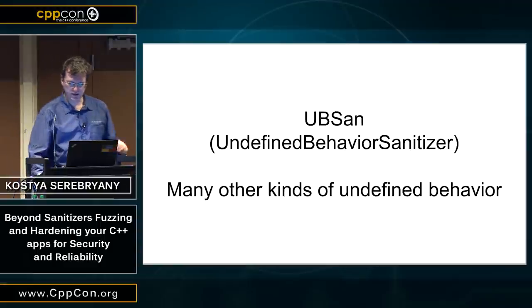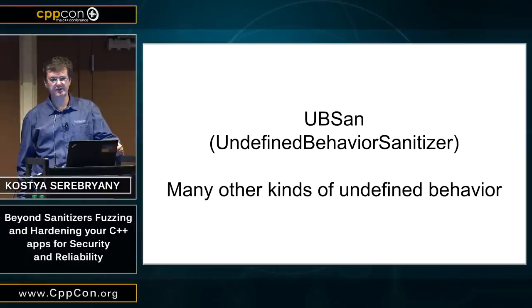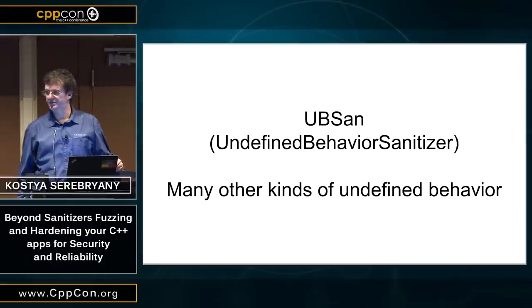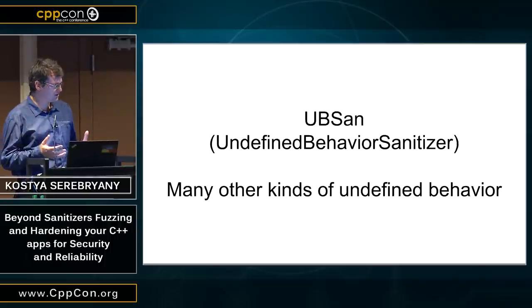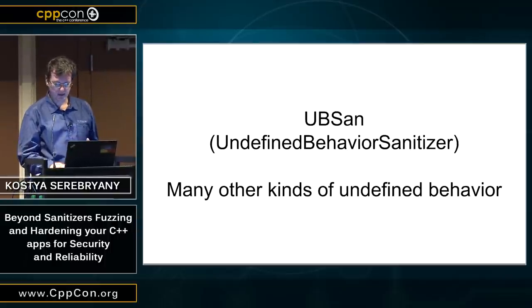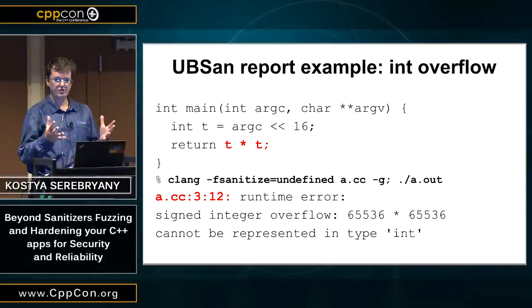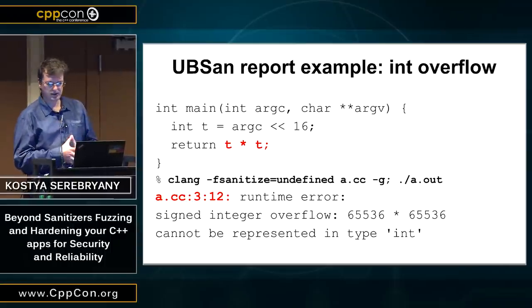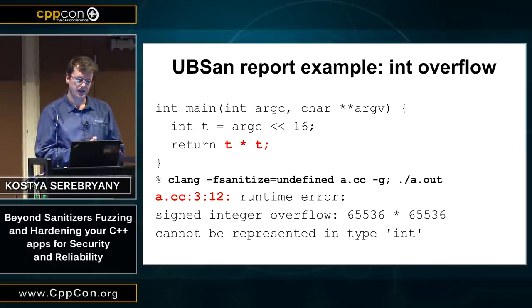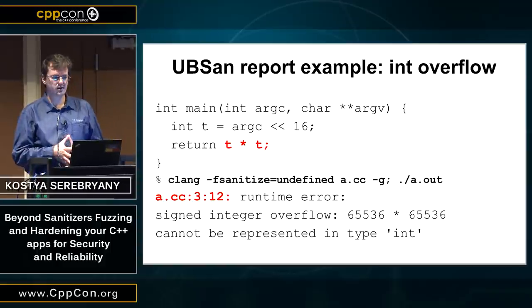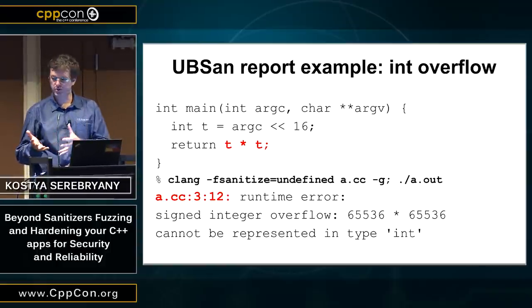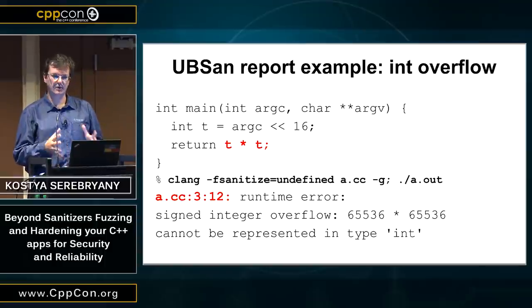Finally, last but not least, UBSAN, which stands for UndefinedBehaviorSanitizer. It finds many other kinds of undefined behavior. In fact, UBSan is not a single tool, it's an umbrella for a couple of dozens of checkers that do different things. And I will show you just one of them. The most obvious, the most well-known kind of bug, signed integer overflow. If you have that in your program, if it happens during the execution of a test, the tool will report to you the place in the program where it happens and the actual values that are part of the integer overflow.